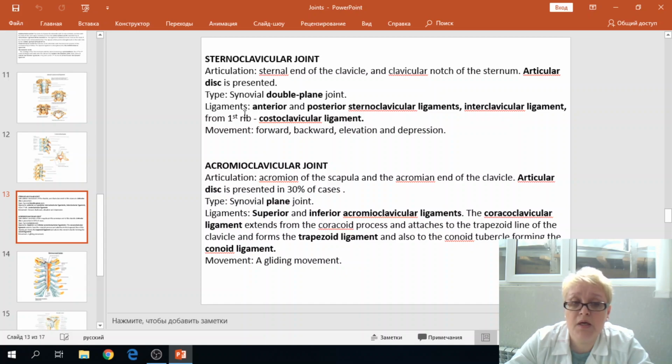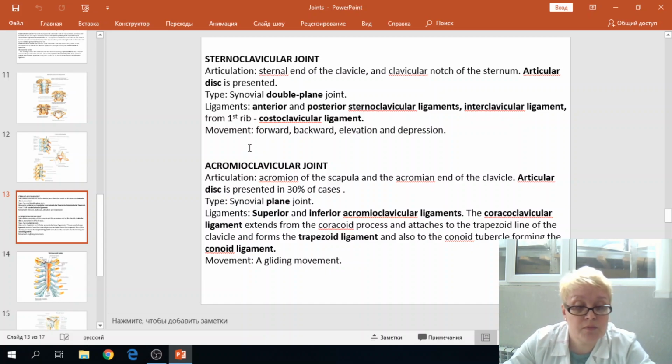interclavicular ligament, and the costoclavicular ligament, which begins from the first rib to the impression of the costoclavicular ligament. The movements are forward, backward, elevation, and depression of the upper limb.